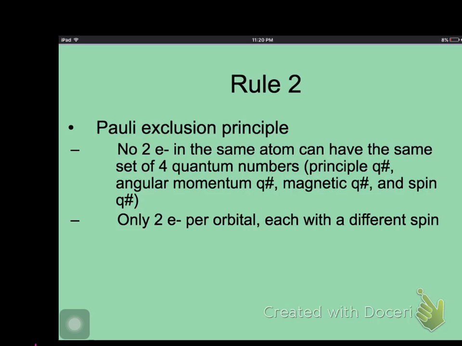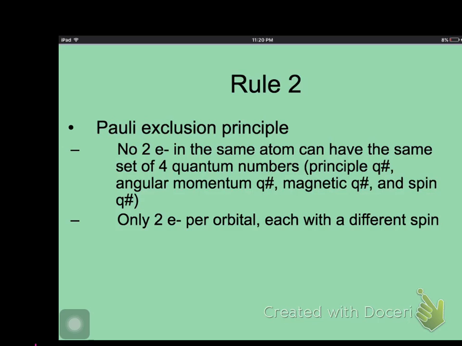The second rule for figuring electron configuration is called the Pauli exclusion principle, named for the German physicist Wolfgang Pauli, an interesting guy, but that's another story. What the Pauli exclusion principle says is that no 2 electrons in the same atom can have the same set of 4 quantum numbers. So in other words, they can't have the same address. Since there are 2 electrons in each orbital, each must be designated with a different spin.